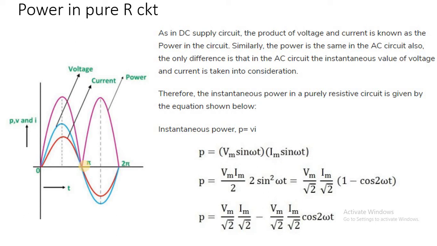Okay, from 0 to pi by 2, the second term waveform will have a positive half cycle, and from pi by 2 to pi, it will have a negative half cycle. So it is going to complete its one full cycle between 0 to pi.